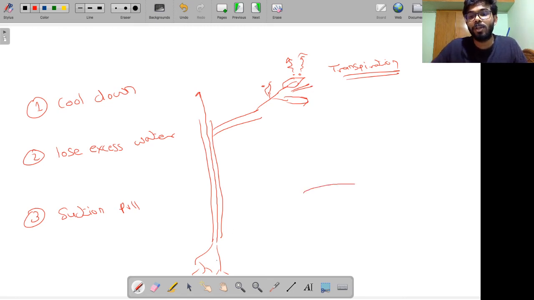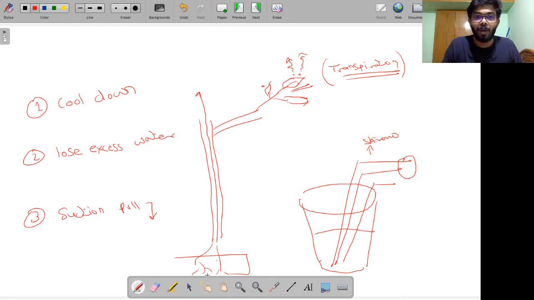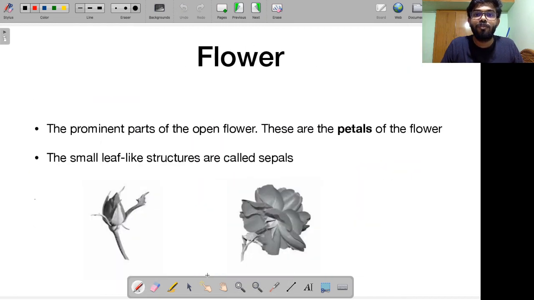Let me draw a parallel so that you are able to understand this concept. Let's say there is a Coke bottle, right? You are using a straw and you are trying to drink it. When you are sipping, what are you doing? You are creating a suction pull. This is what is pulling the Coke through the straw. The same concept is applied over here also. When water is evaporated away through the process of transpiration, a suction pull is created. Because of this, water from the depths near the root is able to reach great heights. So this is the process of transpiration.